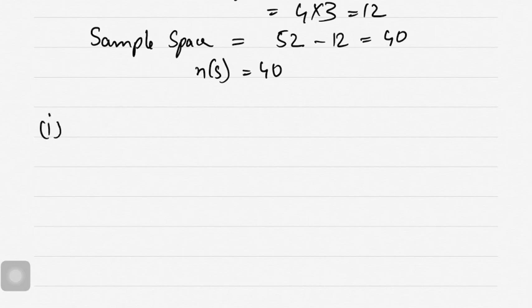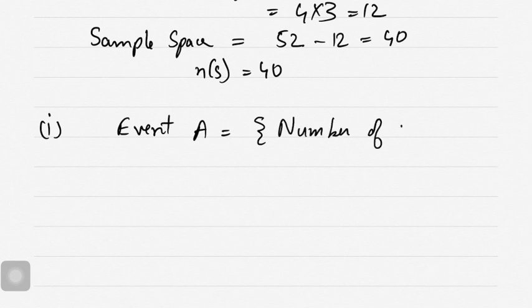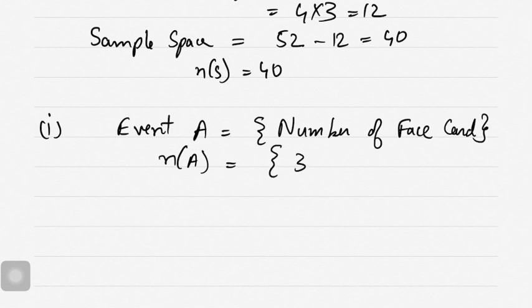Okay. Now the first part. I will name it as event A. Event A is equal to number of face cards. So n of A is equal to 3 into 4.